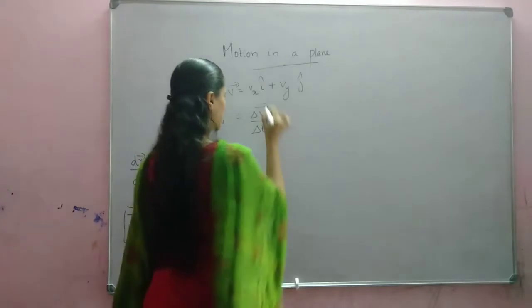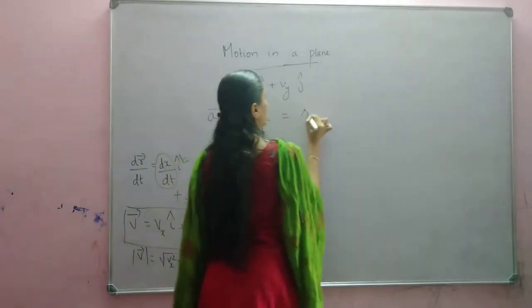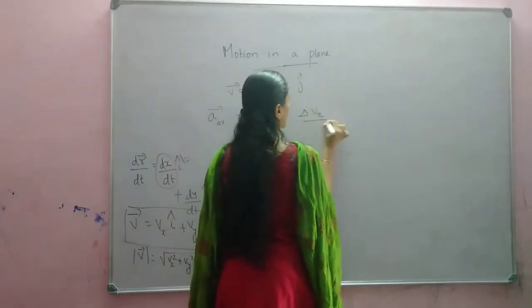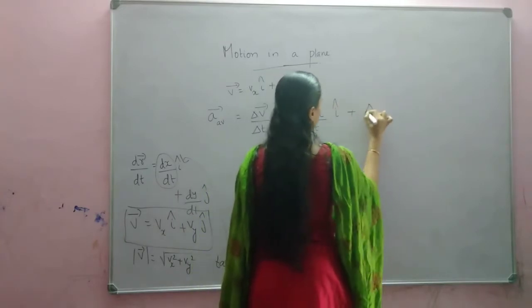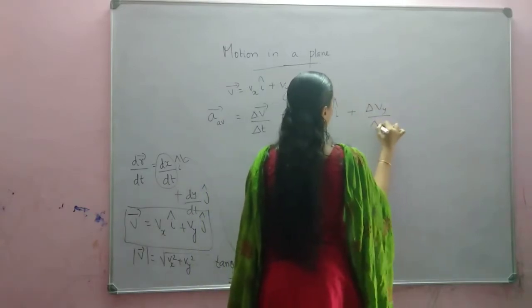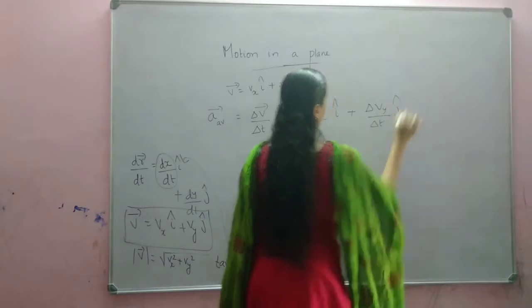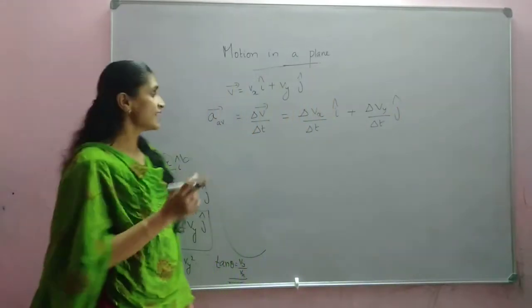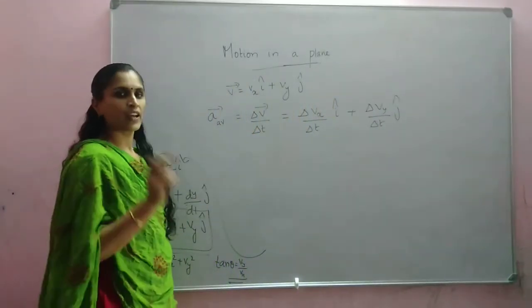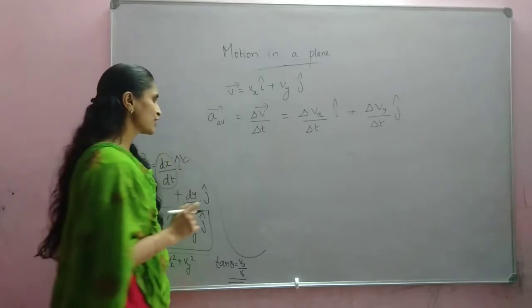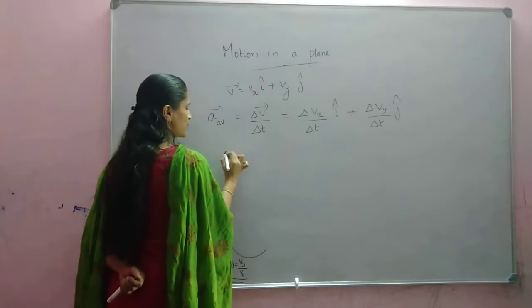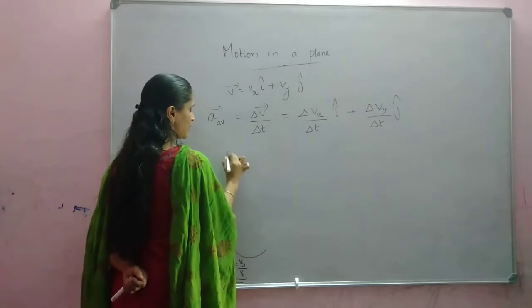Delta v by delta t. So here we can write delta vx by delta t i cap plus delta vy by delta t j cap. Okay, this is the average acceleration vector. Now if we want to find the instantaneous acceleration, what we have to do? Same procedure.